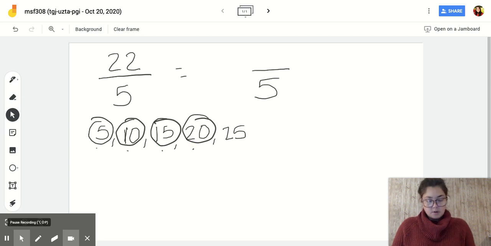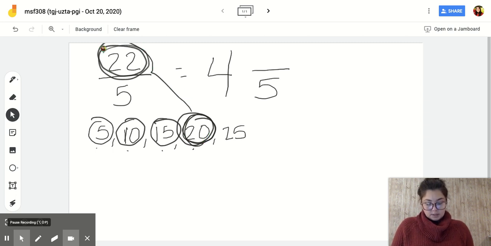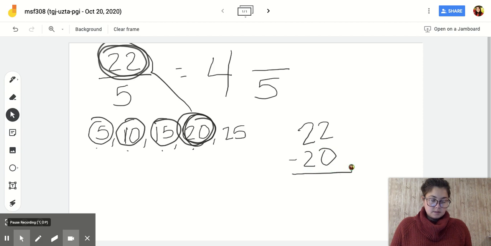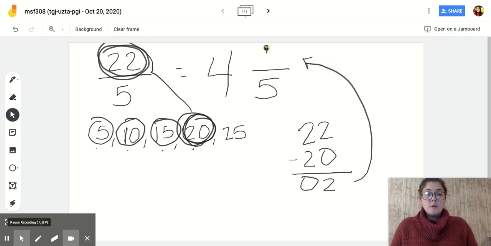So 4 is your whole number. Now, I used 20 of my 22. So I need to do what is 22 minus 20. I get 2. 22 minus 20 is 2. And that pops up, and that is my numerator for my mixed number.